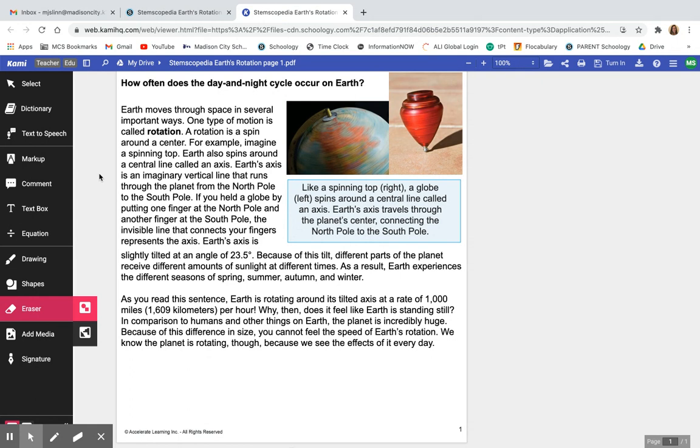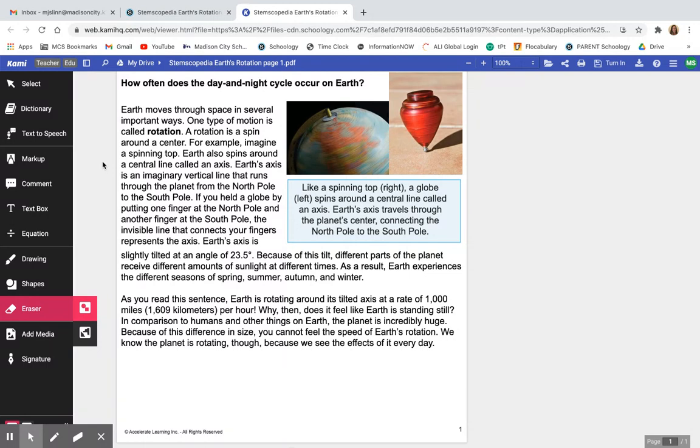For example, imagine a spinning top. Earth also spins around a central line called an axis. Earth's axis is an imaginary vertical line that runs through the planet from the North Pole to the South Pole. This is something else important that you need to write down. My suggestion is that you write the word axis in your notes, then write imaginary vertical line that runs through the planet from the North Pole to the South Pole.